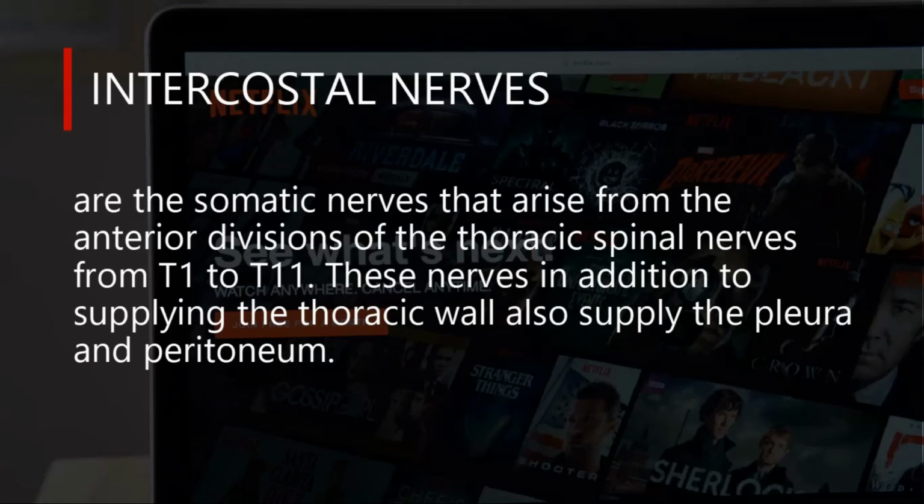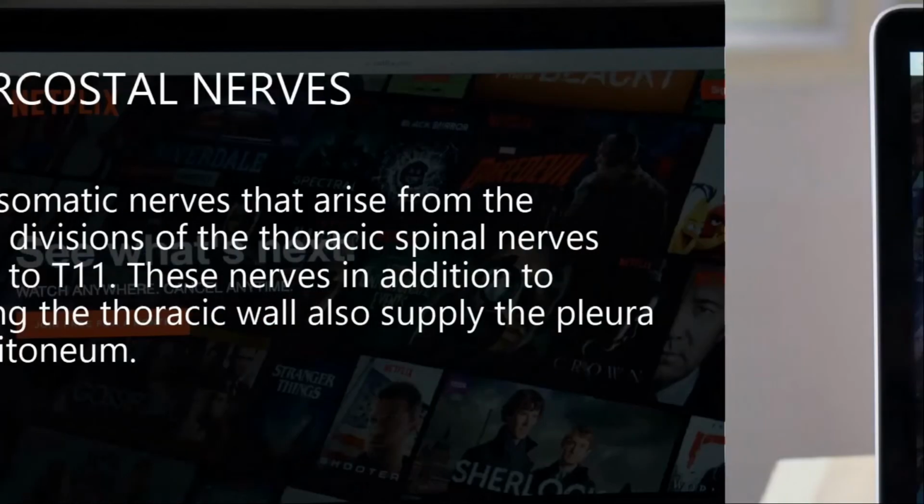Intercostal nerves are the somatic nerves that arise from the anterior divisions of the thoracic spinal nerves from thoracic 1 to thoracic 11. These nerves, in addition to supplying the thoracic wall, also supply the pleura and peritoneum.